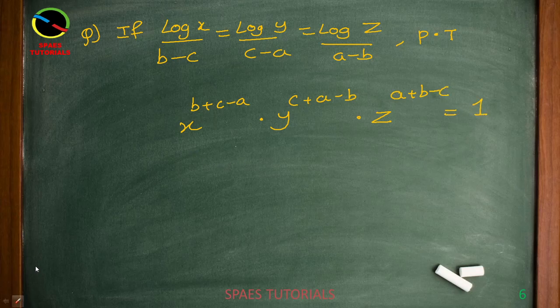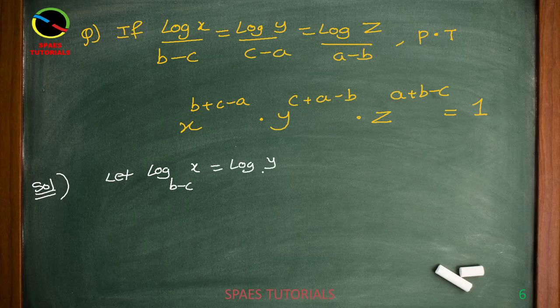So this question also goes in the same model, that if at all there is double equality, we take it equal to some constant. We can go ahead with that method. Solution. So let log x base b minus c is equal to log y base c minus a, that is equal to log z base a minus b, that is equal to some lambda.